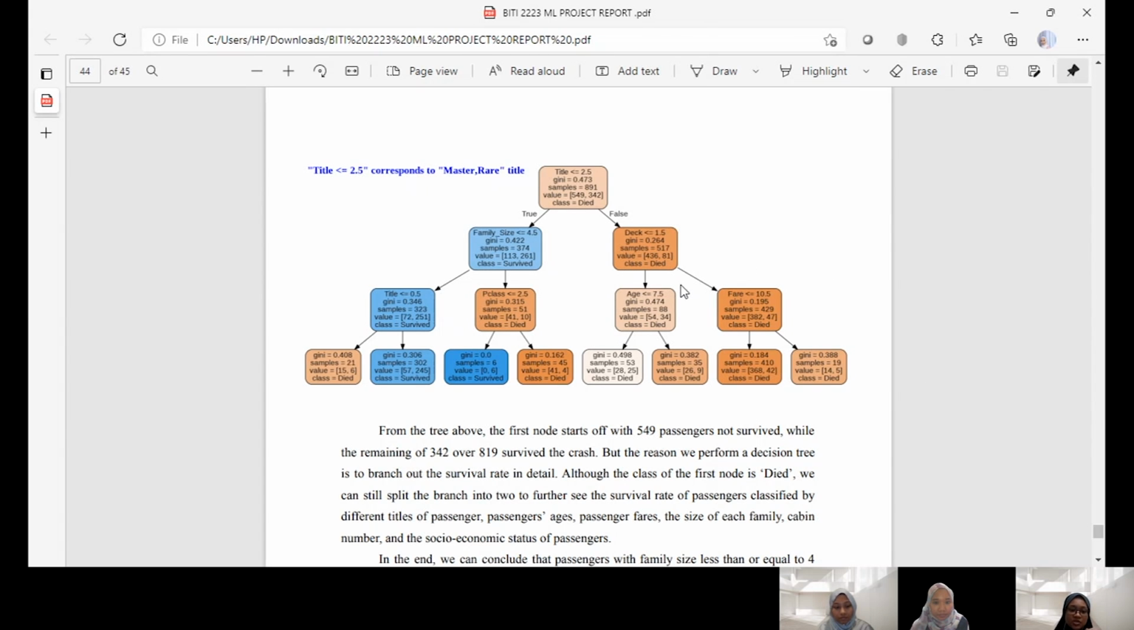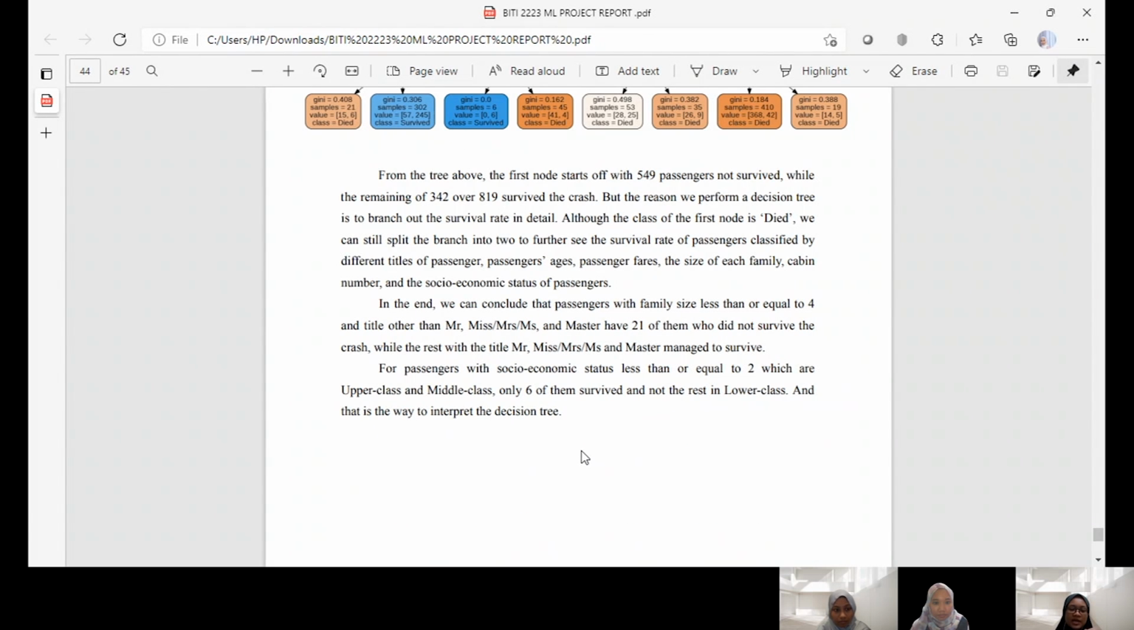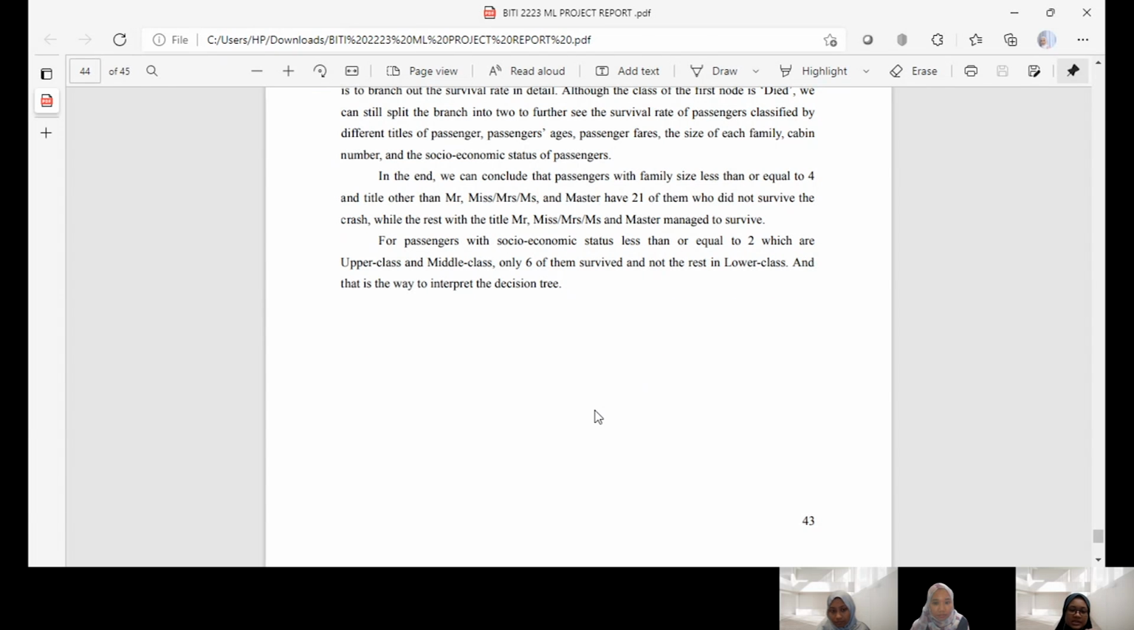From the tree above, we can see that the first node starts off with 549 passengers who did not survive, while the remaining 342 out of 891 survived the crash. In the end, we can conclude that the passengers with family size less than or equal to 4 and with title other than Mr., Mrs., Miss, and Master have 21 of them who did not survive the crash, while the rest of them with the title actually managed to survive. For passengers with a socio-economic status less than or equal to 2, which are upper class and middle class, only 6 of them survive and not the rest in the lower class. And that is the way to interpret the decision tree.